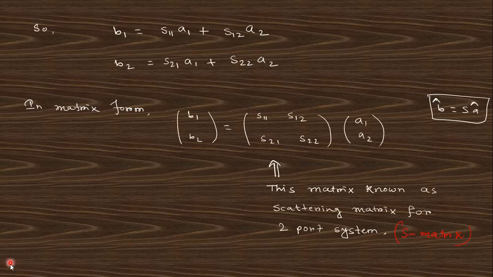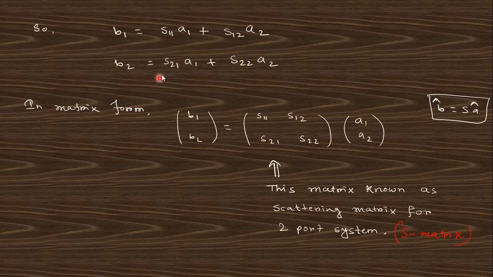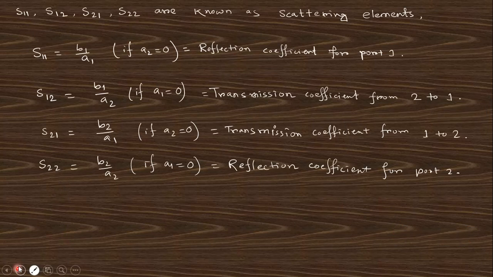Here you can define S11. What is S11? That is B1 by A1 when A2 equals 0. That is the reflection coefficient for port 1. S12 is the transmission coefficient from 2 to 1, right? Similarly, S21 is the transmission coefficient from 1 to 2, and S22 is the reflection coefficient of port 2. This is the significance of these four terms, S11, S12, S21, S22. They are the reflection and transmission coefficients.